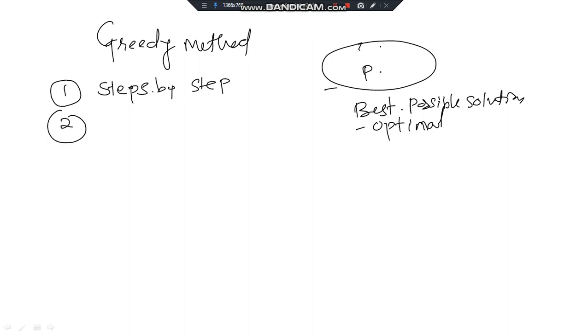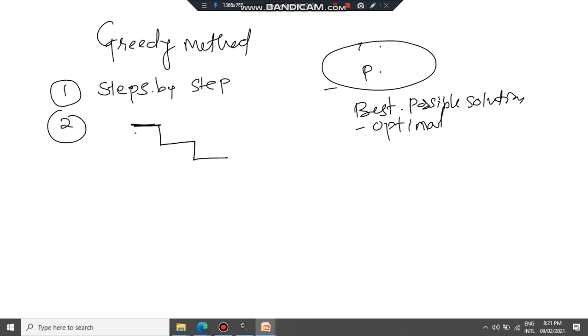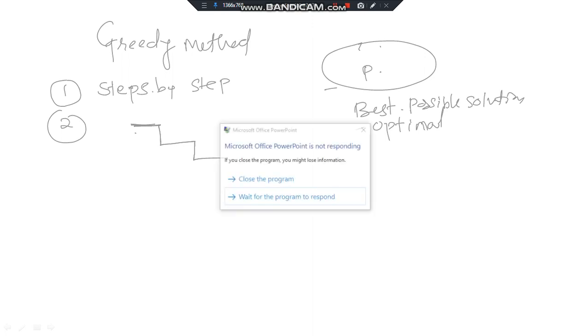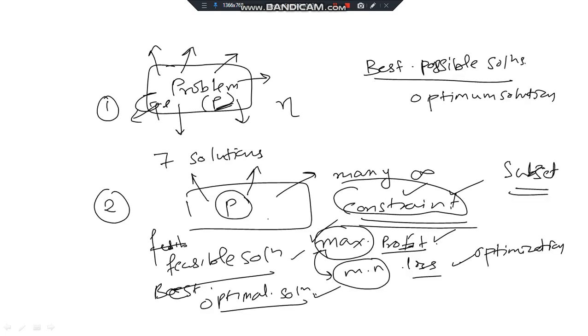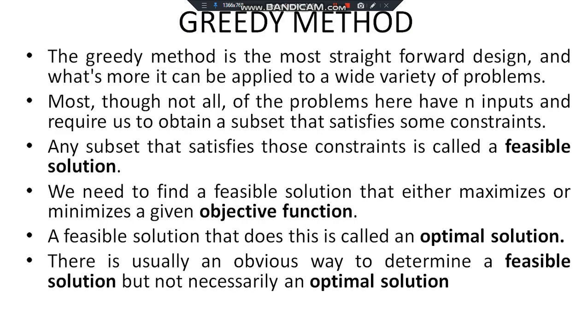What greedy method says is that one can devise an algorithm that works in stages, considering one input at a time. One input is considered and the best possible selection is made. Consider the second input, do the next selection, the best one every time. So every time it takes the best possible solution.